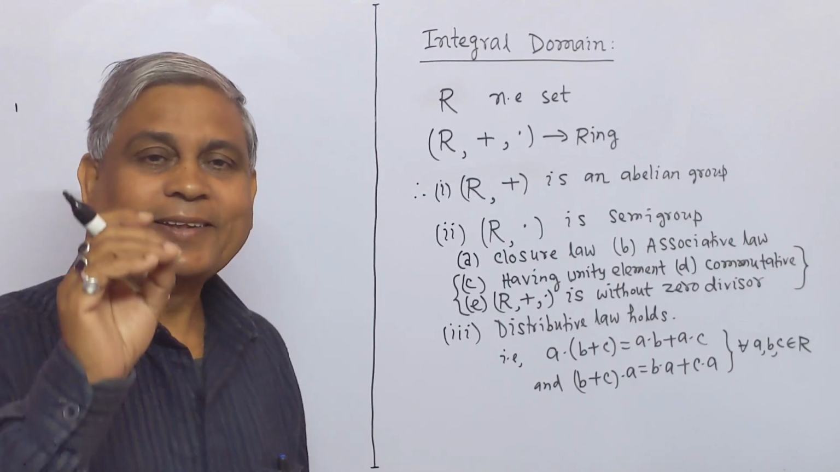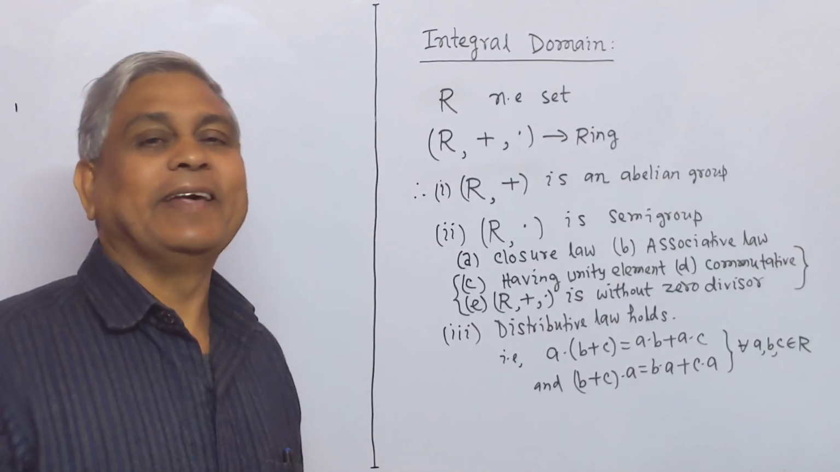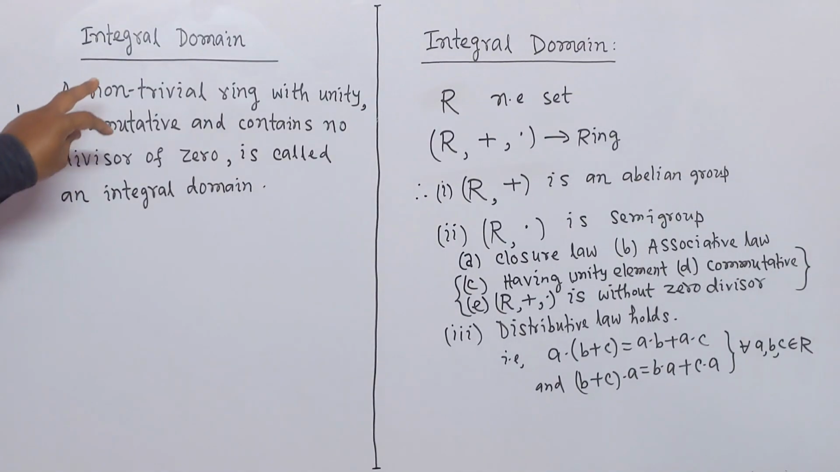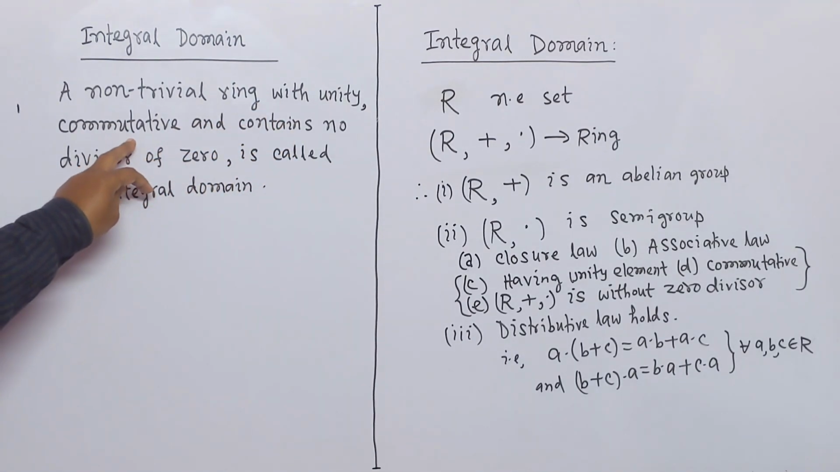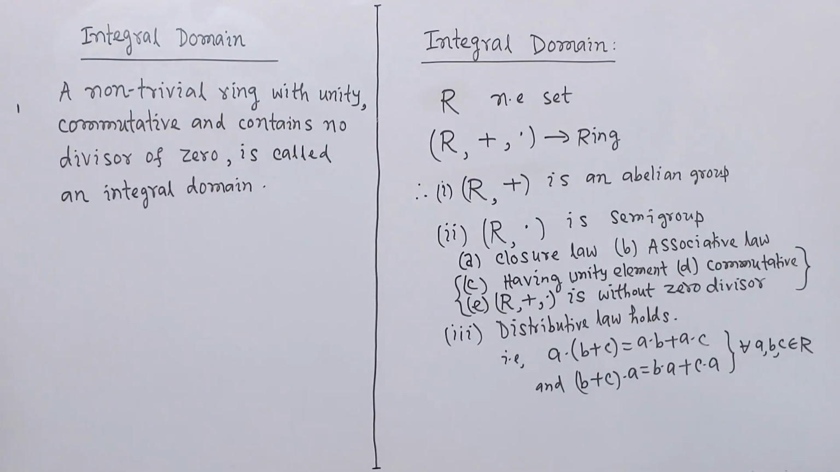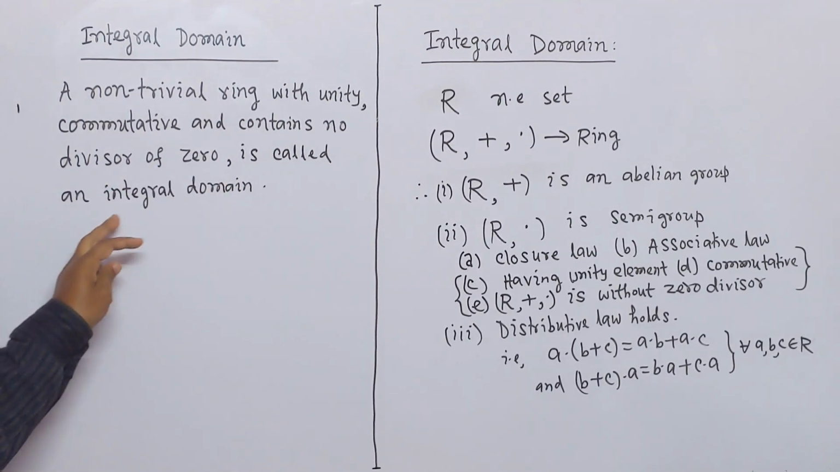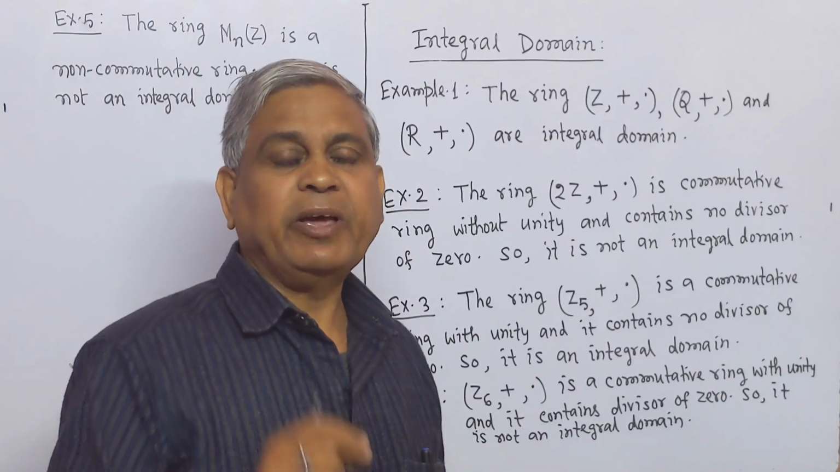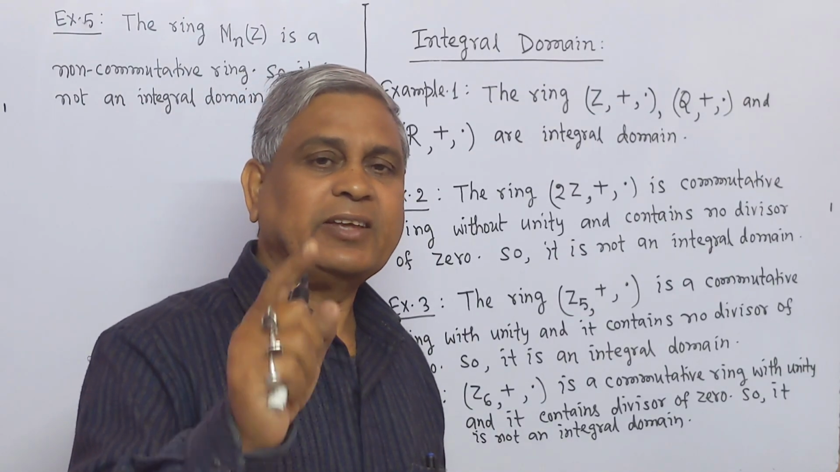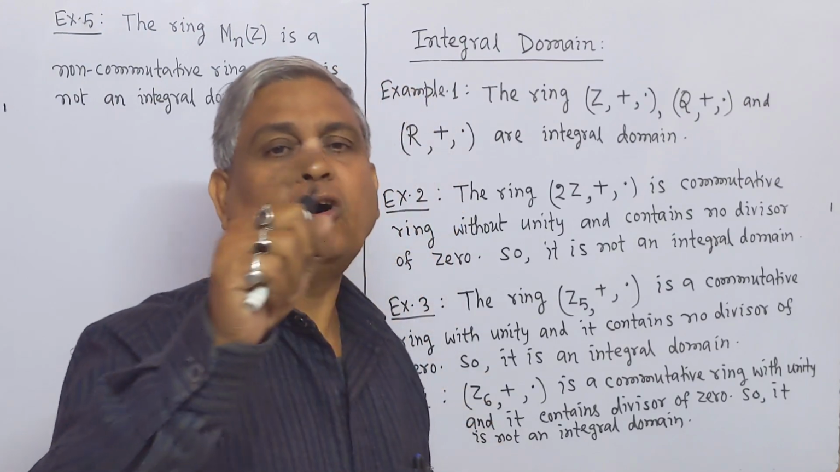Now we write the definition of integral domain. Definition: A non-trivial ring with unity, commutative, and containing no divisor of zero is called an integral domain. Now we see some examples to check whether they are integral domains or not.